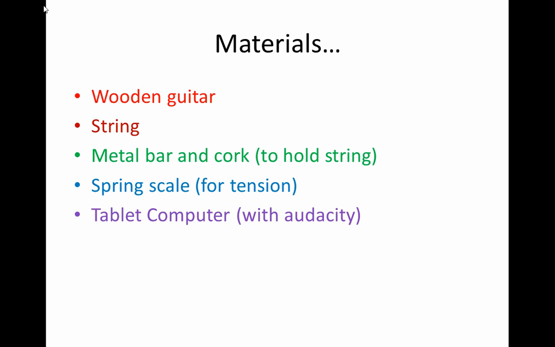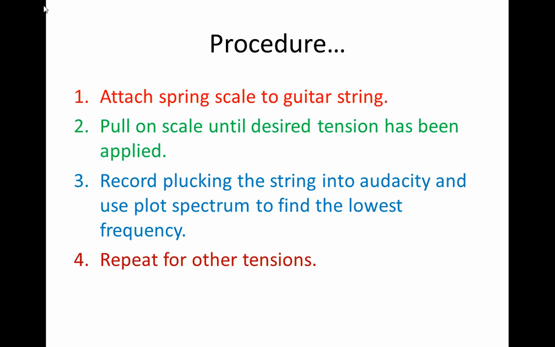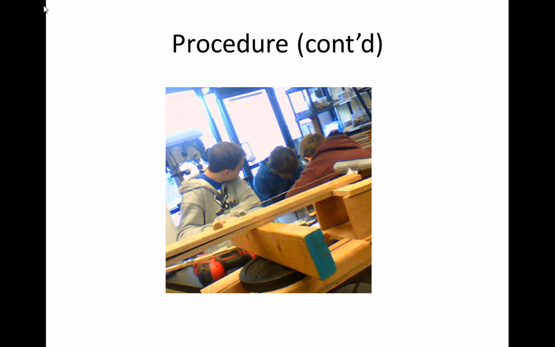Materials: wooden guitar, the string, metal bar and cork to hold the string, spring scale for tension, tablet computer with Audacity. Procedure: we attached the spring scale to the guitar string and pulled the scale until the desired tension was applied on the spring scale in newtons, recorded the plucking into Audacity, and used the plot spectrum to find the lowest frequencies. We repeated this for all the tensions.